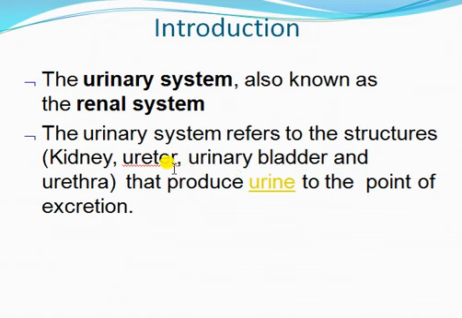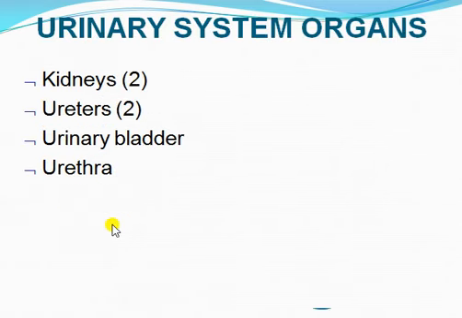You have to observe one point in any system. First we have to write that this system consists of these organs, so it is easy to remember any system. The urinary system is also known as the renal system. The urinary system refers to the structures, namely the kidney, ureter, urinary bladder and urethra, that produce urine up to the point of excretion.